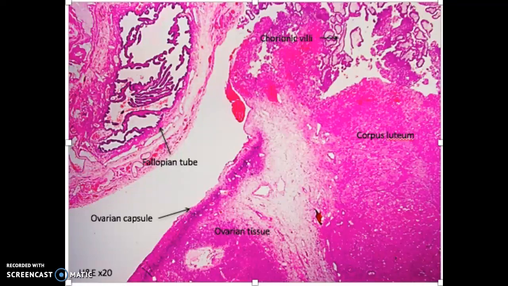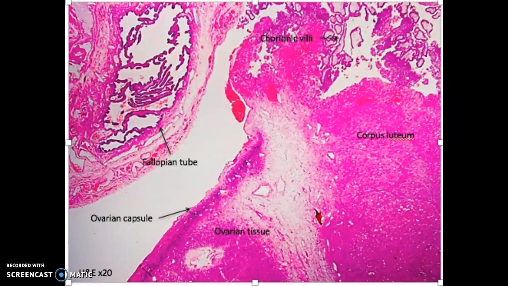Hi, I'm just going to show you a couple of cases that I got on ruptured ectopic pregnancies, one involving the ovary and the other involving the fallopian tube. So this first case is a ruptured ectopic pregnancy located at the ovary.